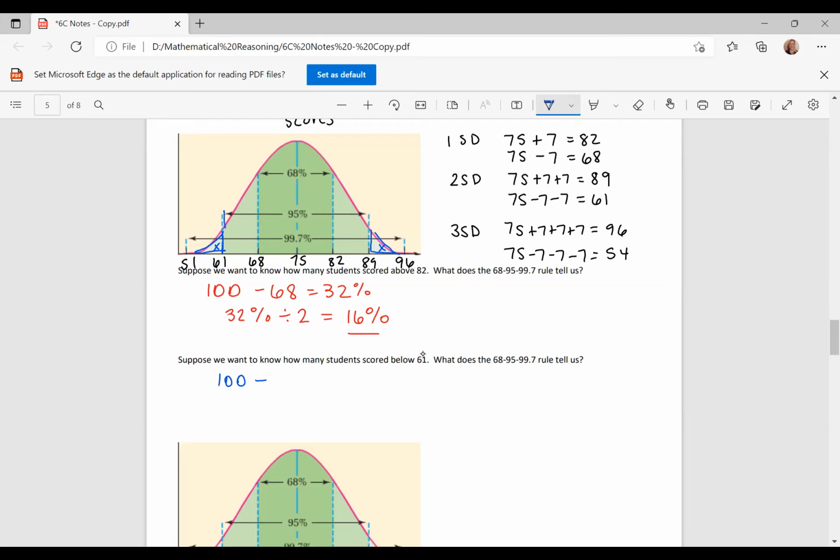It looks to me like between this line and this line is our 95%. So we would do 100% minus 95%, which is going to give me 5%, which would include both of these little tails. But we only want the people who scored below 61, so we don't want both of the tails. We just want one of them. So we would divide by 2 and we would get 2.5%. That's the answer to that. This can be a little bit tricky.